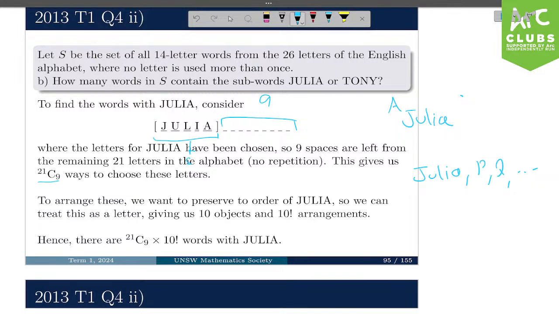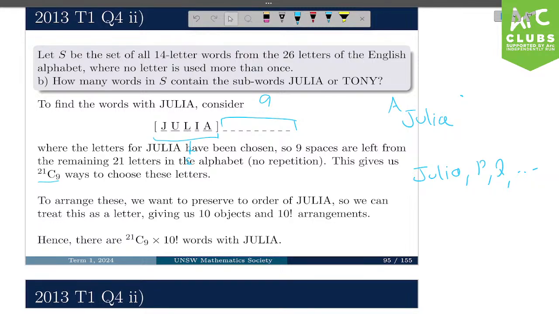Is that clear, or would you like me to explain it a bit more? Because you have 9 letters here and the Julia, that means there's 10 objects, right? So do you have any other questions?